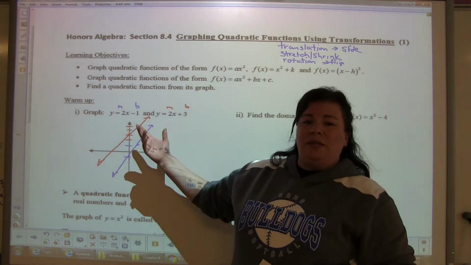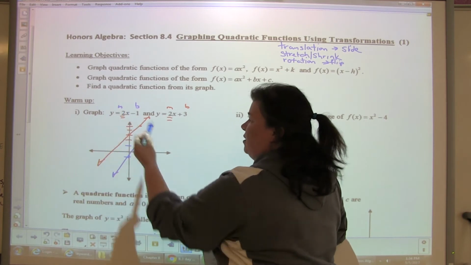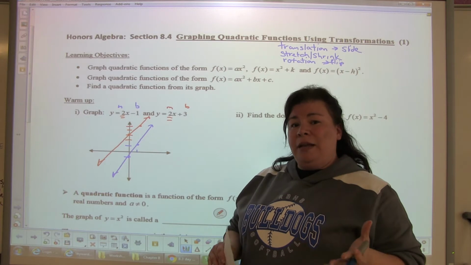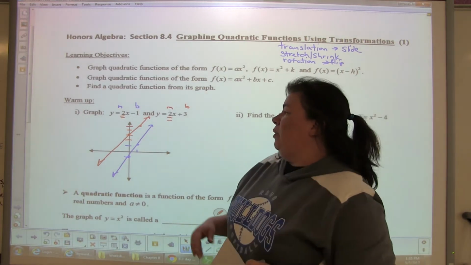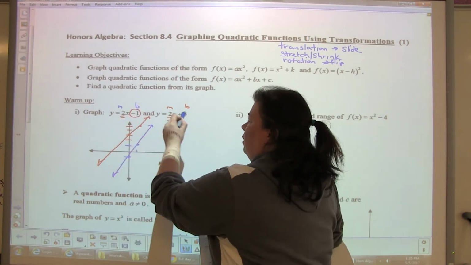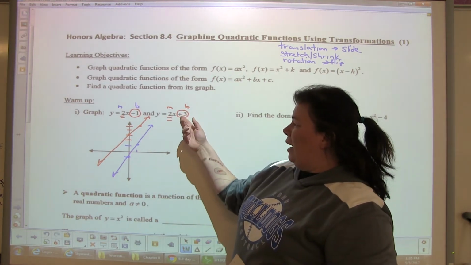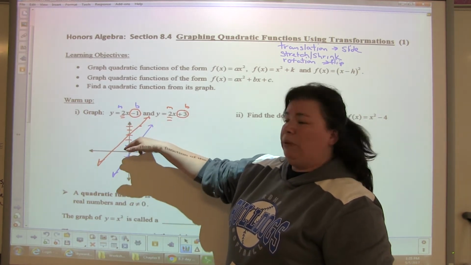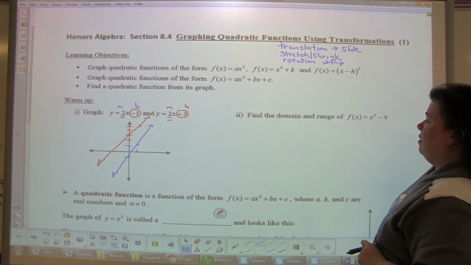Now it appears that these lines are parallel, and that's true because our slopes are both the same. And recall that in a linear equation, when you have slopes that are the same, the lines are in fact parallel. Okay? So what's really important to notice is that our b, or our term out here, told us which direction to move. So when we were adding 3, we moved up 3 units. When we were subtracting 1, we were moving down 1 unit.